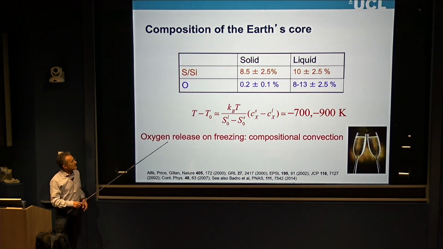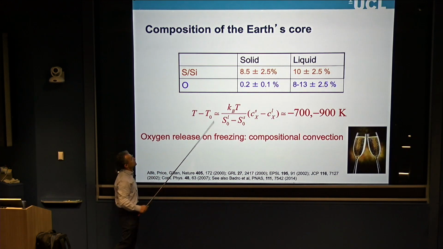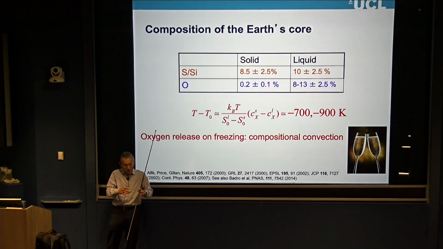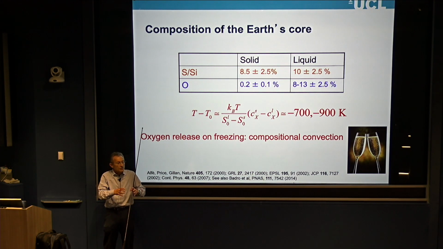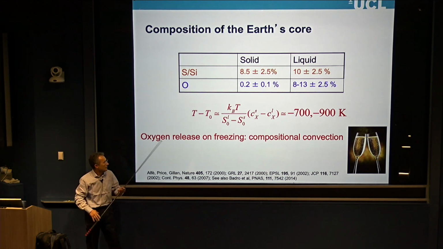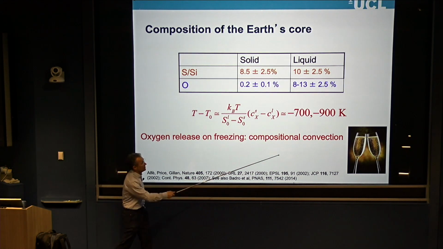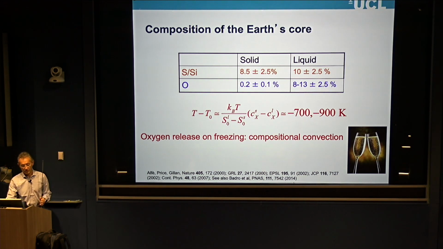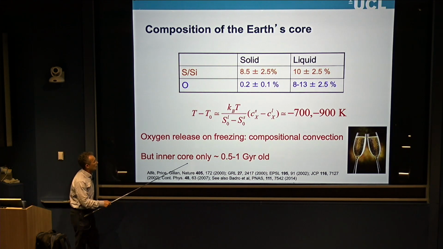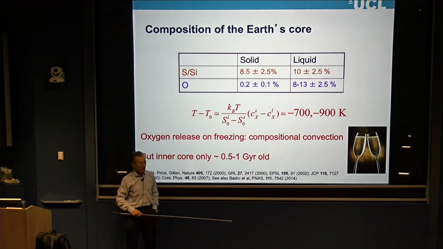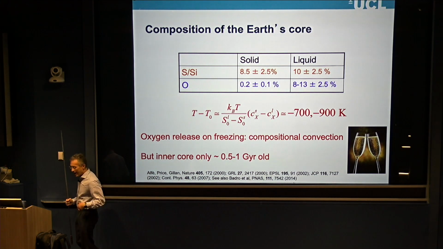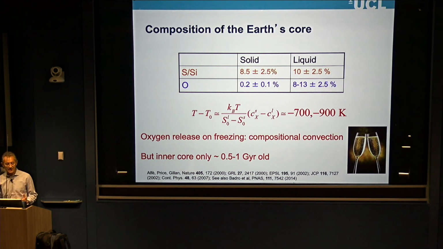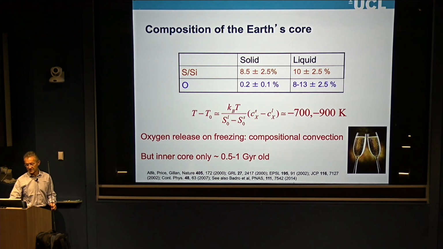Now, this oxygen that does not go into the solid, you see, as the solid inner core grows, it grows with no oxygen in it, so it is expelling oxygen into the liquid. And this expulsion is giving us this compositional convection. So it helps to sustain convection. That's very useful. However, the inner core, we think, is only about 1 billion years old.